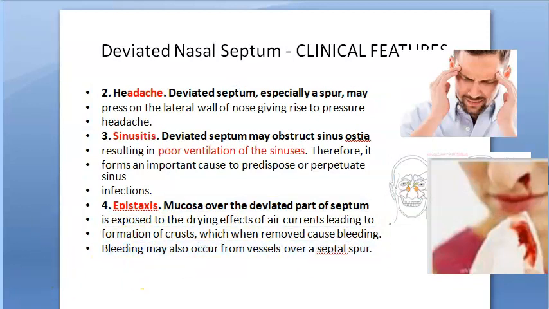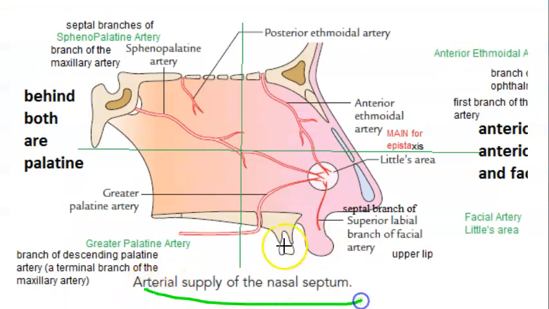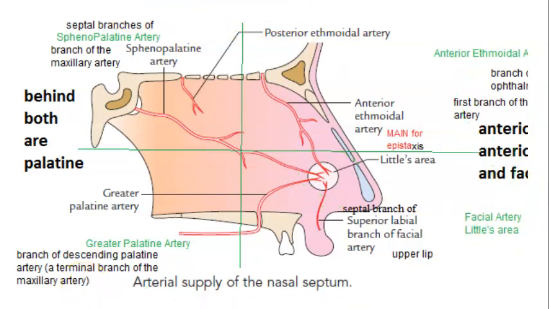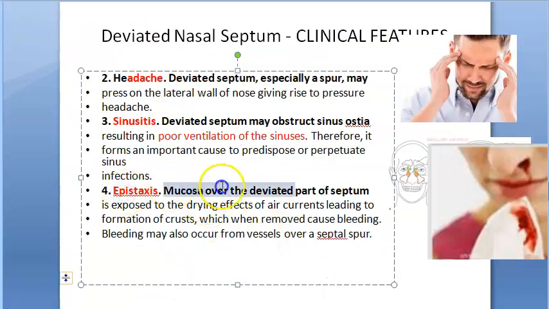So where is Little's area? Here they are talking about the arterial supply of the nasal septum. Here you have Little's area. Because of the spur, because of the deviated septum, what will happen? There is dryness and there is crust formation. And when you pluck the crust from this area, there can be bleeding. Okay, that is epistaxis. So mucosa over the deviated part of the septum gets exposed due to the drying effects of air currents, so there will be formation of crusts. When you remove the crust, there will be bleeding.